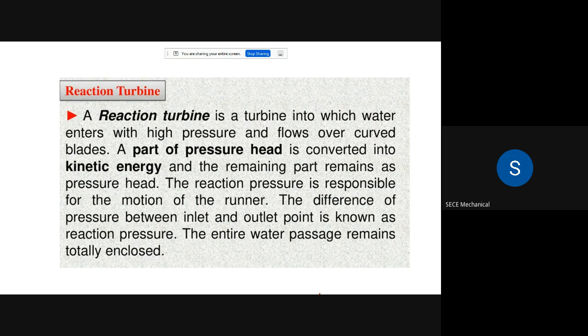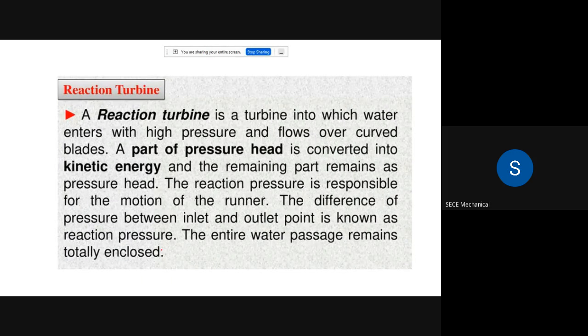Whereas in a reaction turbine, the pressure head is partly converted into kinetic head and the remaining part stays as pressure head. So it is the partial conversion of the pressure head into kinetic energy, right? So it will react with the turbine blades. The reaction pressure is responsible for the motion, so the rotation of the turbine happens based upon the reaction, right?